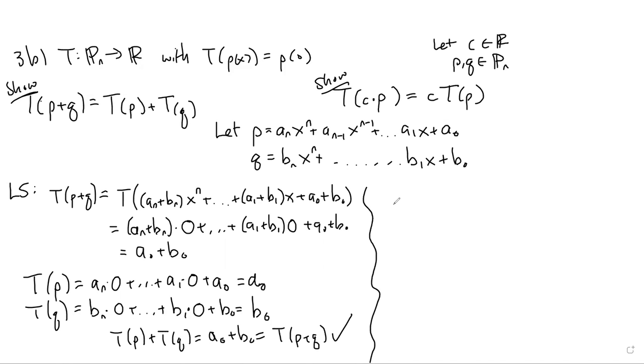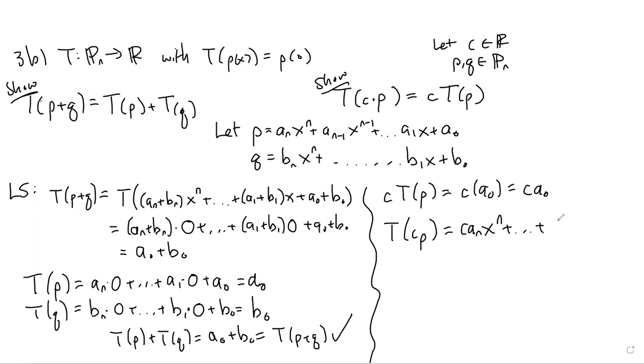And so I'll show the one on the right, that I can pull that scalar multiple out. So c times T of p, well, we already evaluated T of p to be a_0. And so T of cp is going to be, well, if I distribute the c through the p, I get c a_n x to the n plus c a_1 x plus c a_0. And again, as always, if I actually evaluate that, sorry, I need to actually put the T in there still. All I've done is simplify it a little bit.